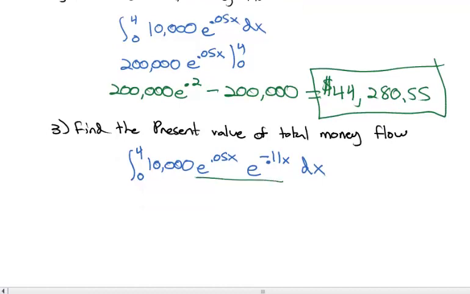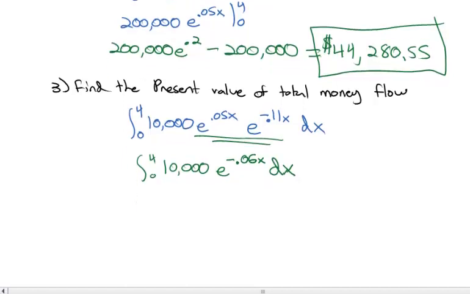Let's simplify this a bit. We've got the same base on the e's, so let's add those exponents. So we have 10,000 e to the 0.05 minus 0.11 is negative 0.06x dx. And when we take the antiderivative, we get e to the negative 0.06x. And when we divide by negative 0.06, it's not a pretty number. So we're just going to say negative 10,000 divided by 0.06, so we don't lose any accuracy with rounding. We'll just keep that as a fraction. And we're integrating from 0 to 4.